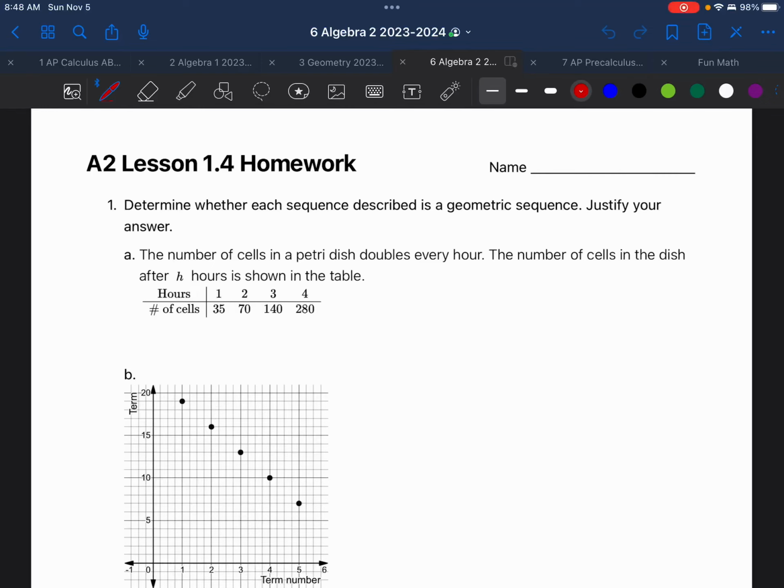This is Algebra 2, Lesson 1.4, Homework Solutions. In number 1, we're asked to determine whether each sequence described is a geometric sequence and to justify our answer.